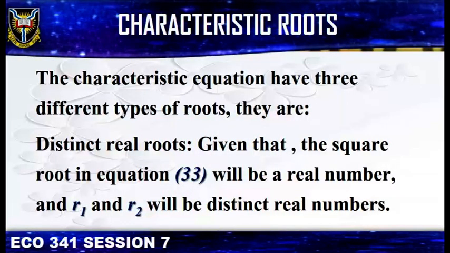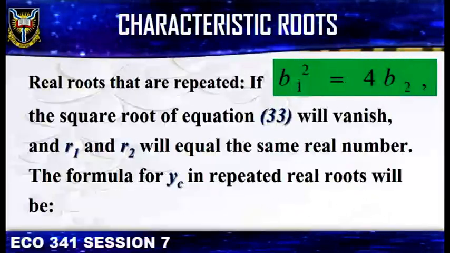Characteristic roots. The characteristic equation has three different types of roots. They are: 1. Distinct real roots, given that b1 squared is greater than 4b2. The square root in equation 33 will be a real number and r1 and r2 will be distinct real numbers. 2. Real roots that are repeated. If b1 squared is equal to 4b2, the square root of equation 33 will vanish and r1 and r2 will equal the same real number.